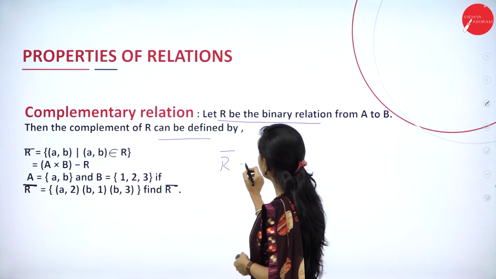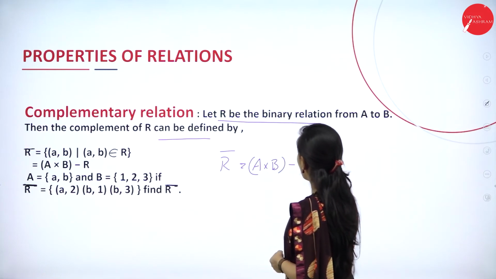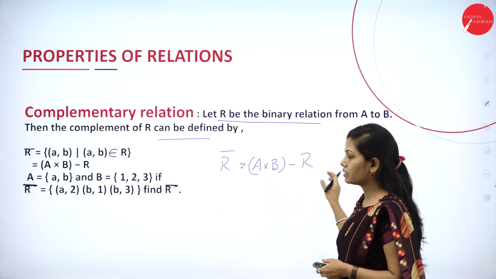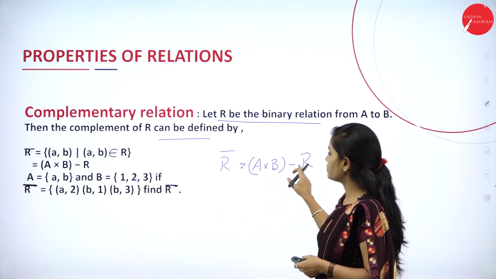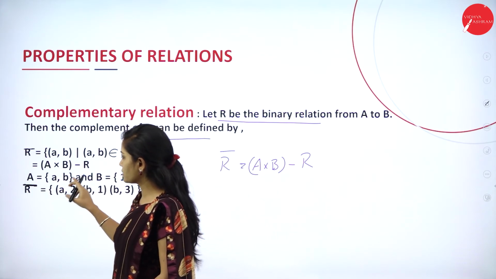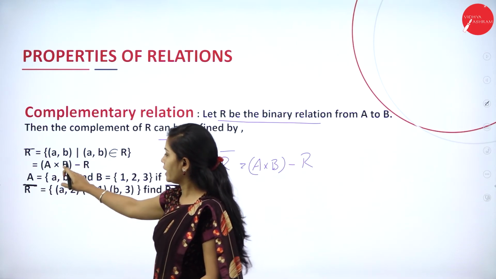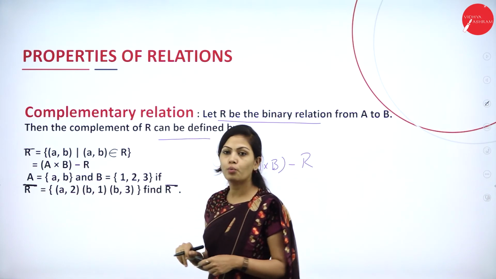So R complement is equal to A cross B minus R. So using this method we can find the complement. So A cross B minus R. So here I have A cross B. So first you have to find A cross B. So A is equal to {a, b}, B is equal to {1, 2, 3}.